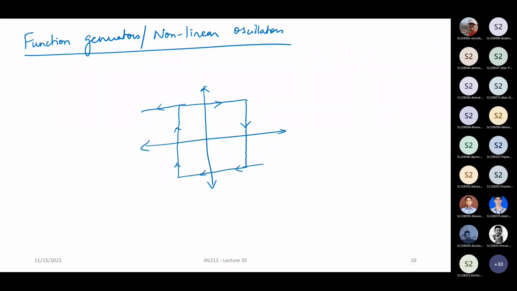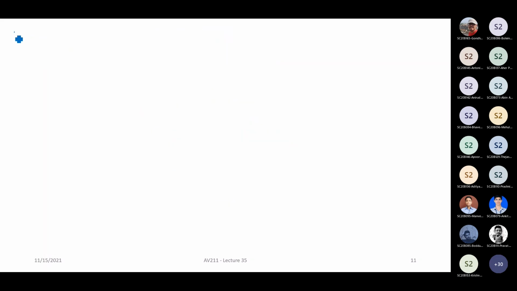You can have the inverting as well as the non-inverting Schmitt trigger. Now we are going to use this Schmitt trigger and one RC network around it and make it work as another multivibrator. So let us look at that. It is called an astable multivibrator.